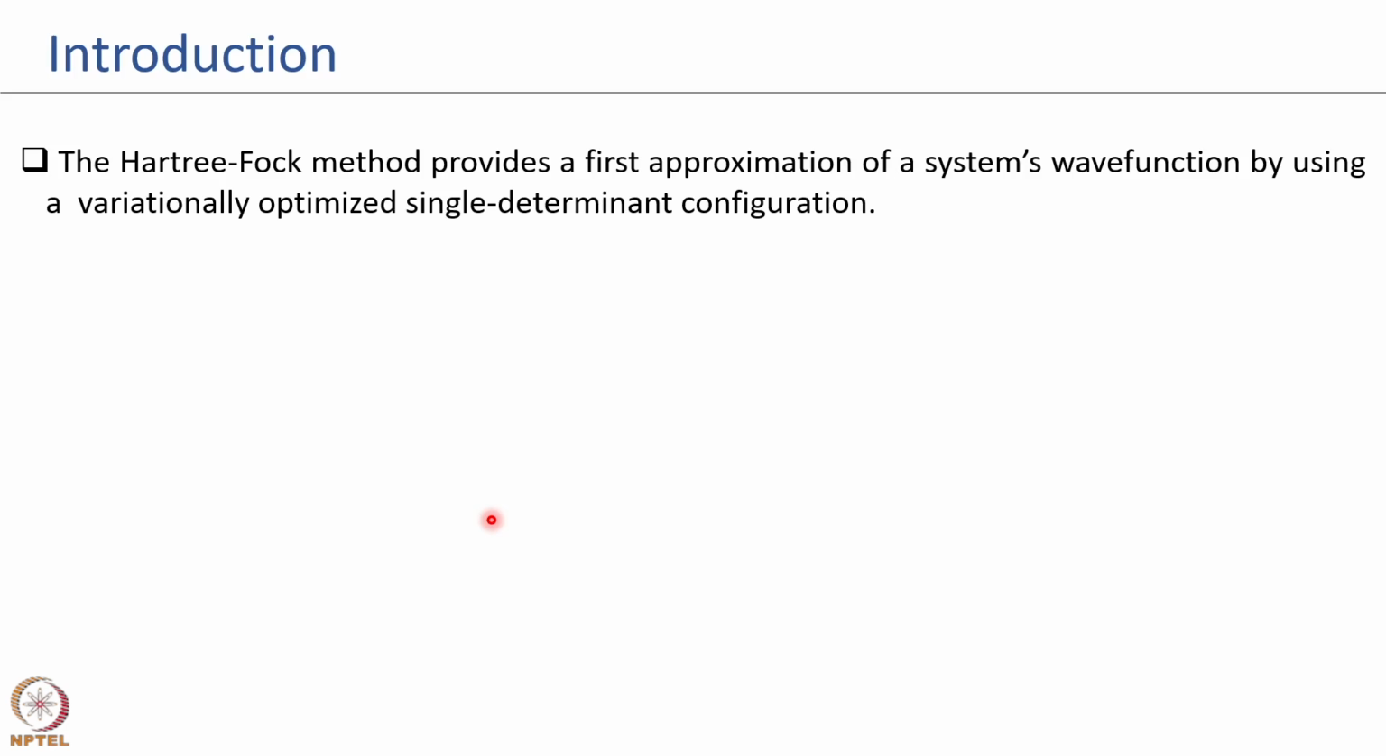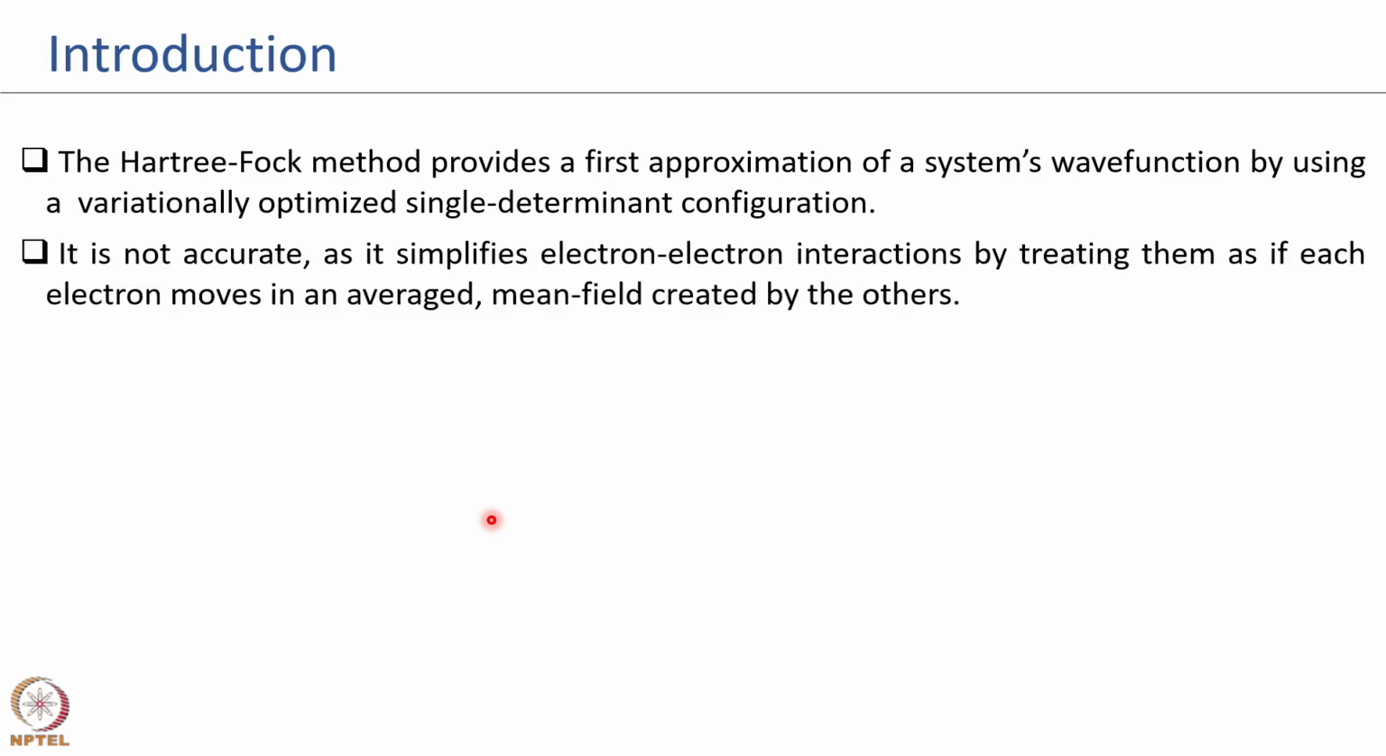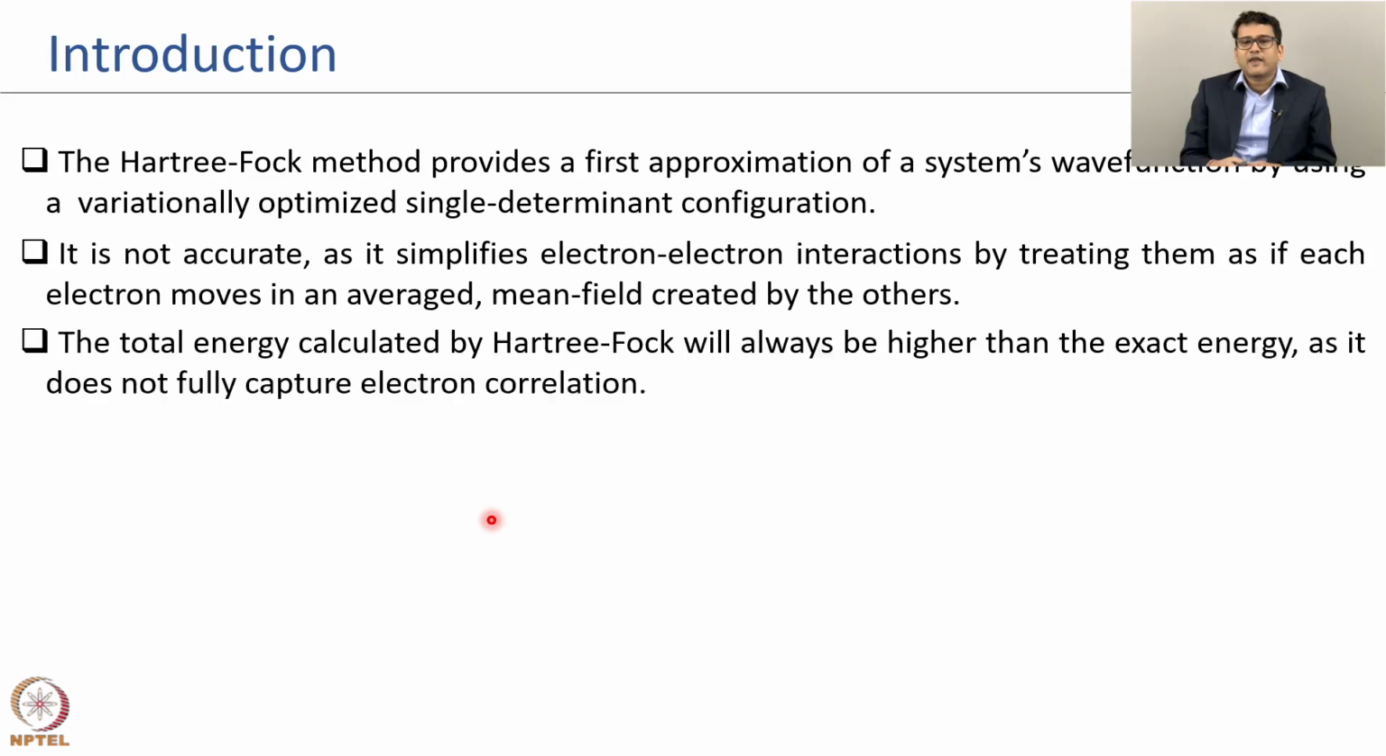The Hartree Fock method provides a first approximation to a system wave function using a variationally optimized single determinant configuration. It is not accurate as it simplifies the electron-electron interaction by treating them that each electron is moving in an average mean field created by others. So, instead of taking the interaction 1 to 1, it is taken average interaction where each electron is moving in the average field of other electron. That is why it is called also a mean field picture. And the total energy calculated by Hartree Fock will always be higher than the exact energy, as it does not fully capture the electron correlation. At the same time, it is a variational method, so it cannot go below the exact energy.